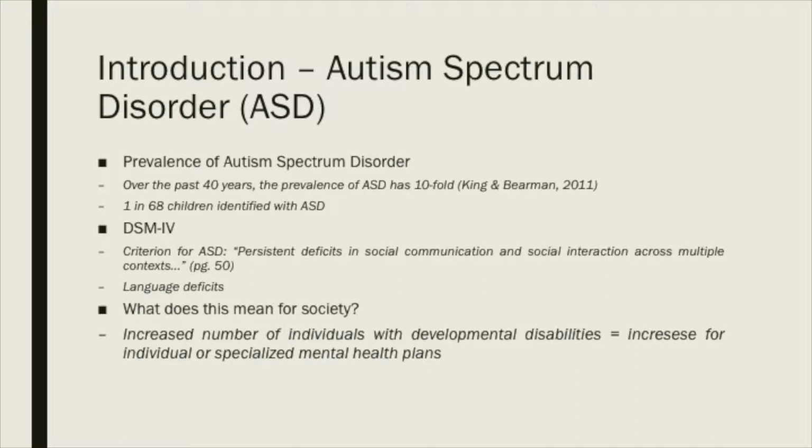Over the past 40 years, the prevalence of ASD has increased tenfold, and a common statistic is that 1 in 68 children are identified with ASD. The DSM criterion for ASD says persistent deficits in social communication and social interaction across multiple contexts. The majority of the deficits that we see in a lot of children and people with ASD is the language deficits.